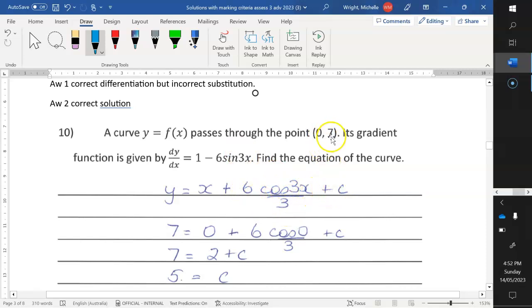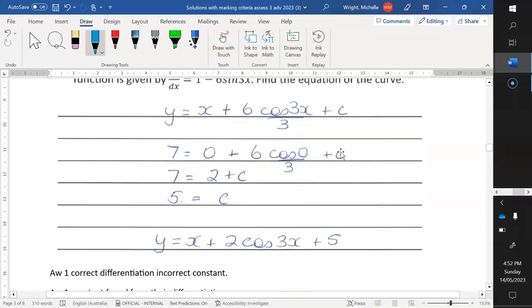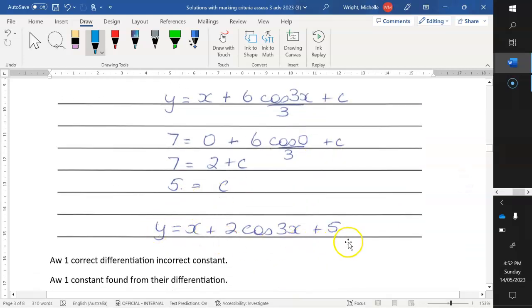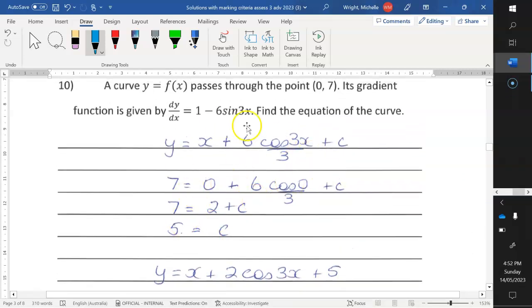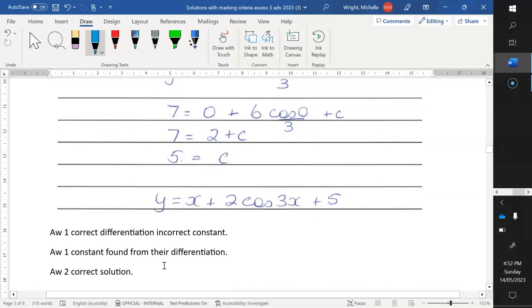Then you're going to pop your 0 and 7 in, x and y. So we've got 7 equals 0 plus 6 cos 0 over 3 plus c, and we're going to get a 5. What you're going to do is pop that 5 up here. A lot of people didn't do that either. And show me what you get. Please don't expect me to pull out your information and figure out that you know what you've done. You need to explain it at the bottom. A lot of people didn't put y in there in any way, so I didn't really know whether you had a y or whether you knew that that was what you were getting.